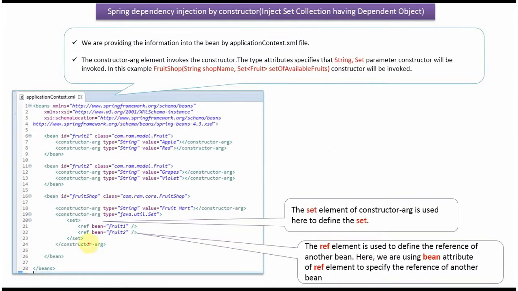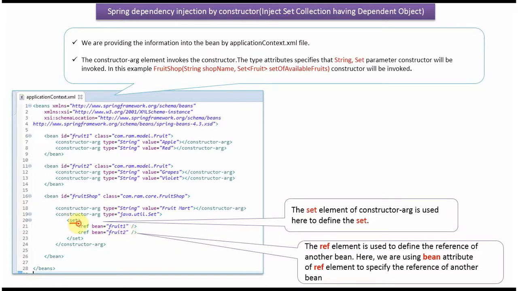This is a Spring configuration file. Here we have specified that using constructor dependency injection, the Spring container should create a fruit1 object, a fruit2 object, and a fruitShop object. The fruit1 object name should be apple and color should be red. The fruit2 object name should be grapes and color should be violet. And for the fruitShop object, shop name should be fruit mart, and the set of available fruits should be fruit1 and fruit2.